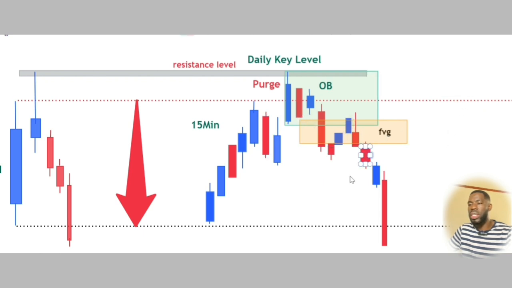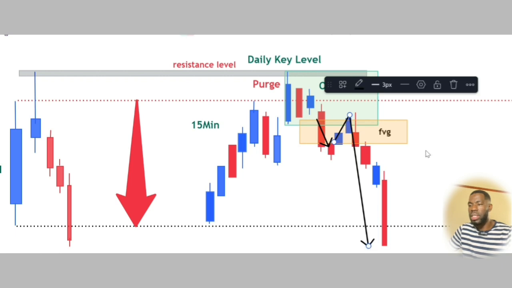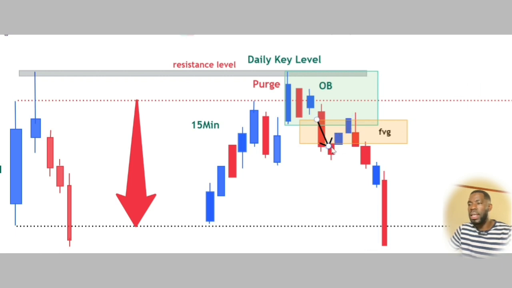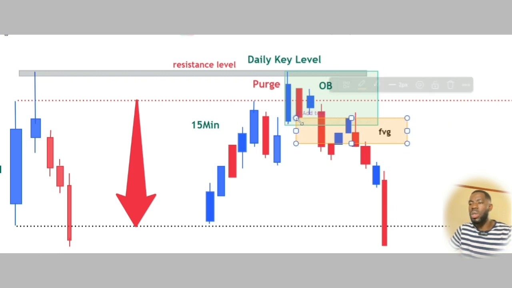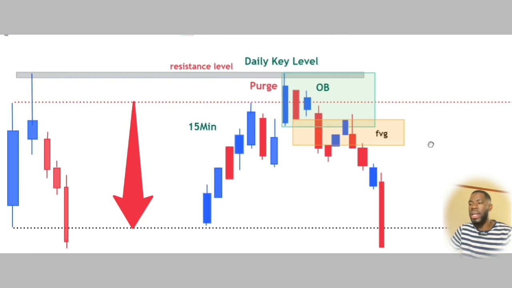The price usually returns to fill or to mitigate the fair value gap. It returned to close off the fair value gap before it started dropping, as you can see. So the second confirmation is a fair value gap. The more confirmations you have, the higher the probability of winning using this strategy. You can see that there is an order block and there is also a fair value gap which has been closed off. So I would actually sell at this point.